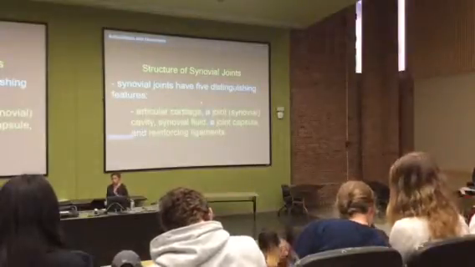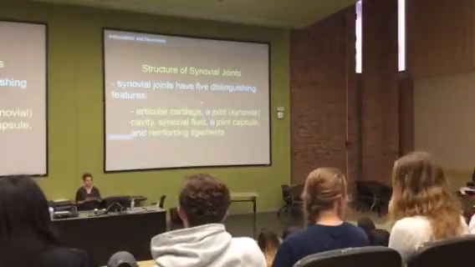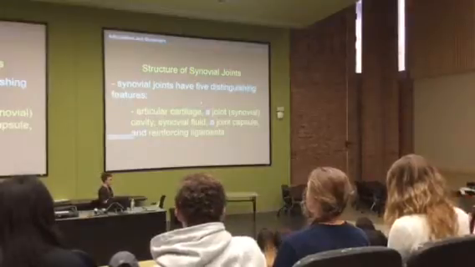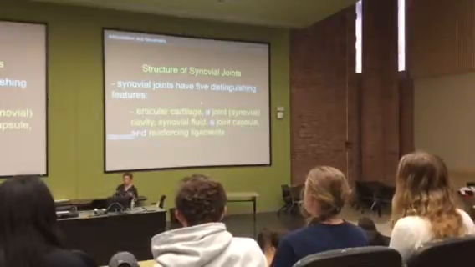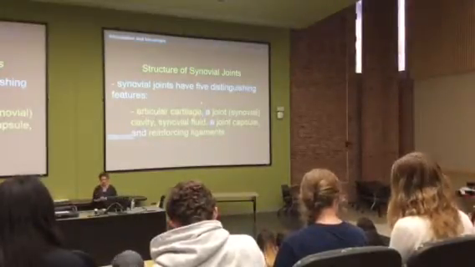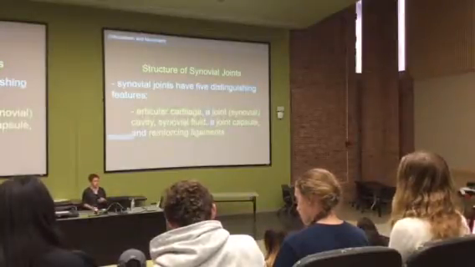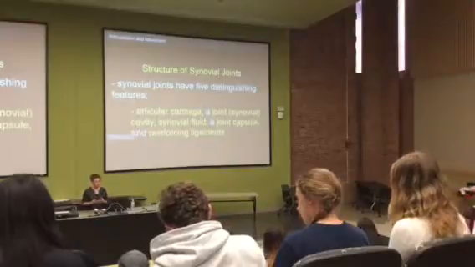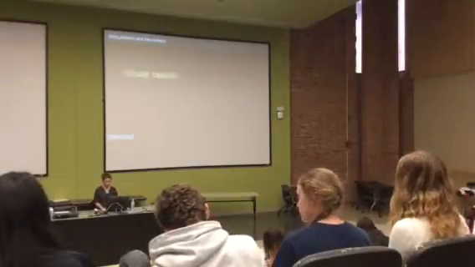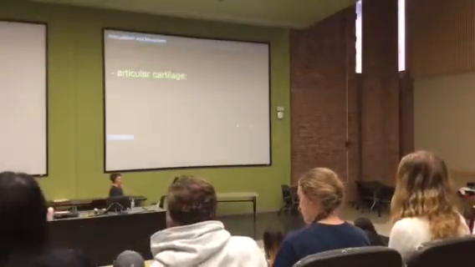All of your synovial joints have these 5 things. They have an articular cartilage, so that cartilage is at the ends of the long bones. You're going to have a synovial cavity with synovial fluid inside. You're going to have a joint capsule with 2 different layers and reinforcing ligaments to hold the bones together and in place. So articular cartilage, we've already talked about this.